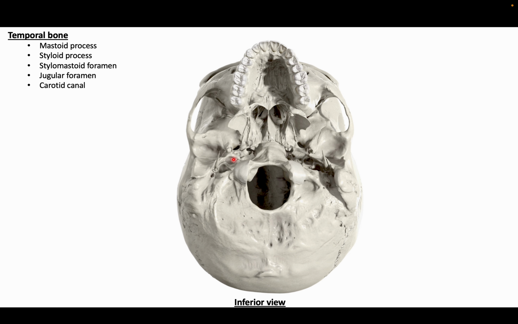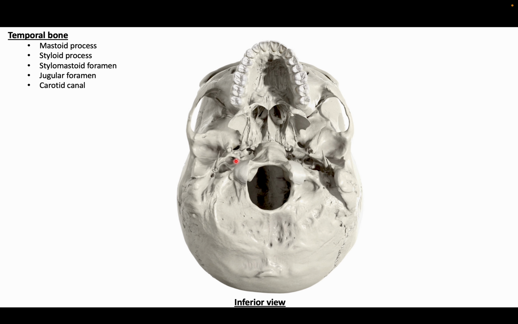So again, we have the styloid process, the mastoid process. The opening in between these two processes is called the stylomastoid foramen. It's this tiny opening right here. And then we have the jugular foramen, and then we have the carotid canal.